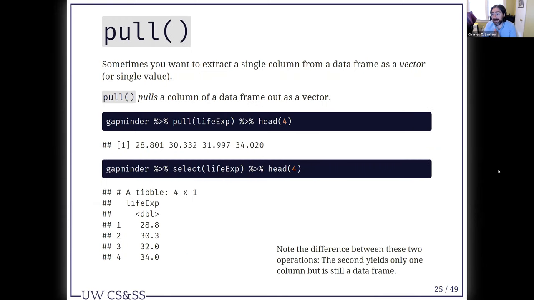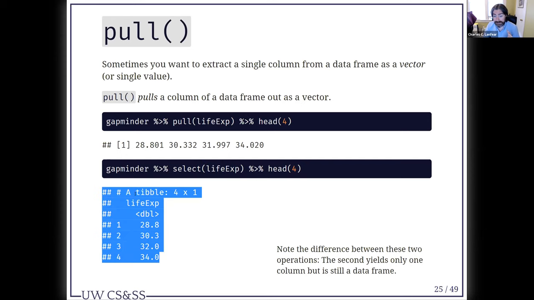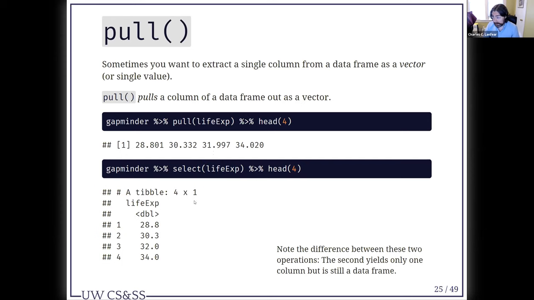Okay, here's a handy function I've used in lab. Sometimes you want to extract a single column from your data frame as a vector after doing a bunch of commands. pull will extract a column of a data frame as a vector. So if I say gapminder and then pull life expectancy, it comes out as a vector of life expectancy. If I say gapminder and then select life expectancy, you'll see it comes out as a column in a table. It's the exact same data. This one is a data frame, this one is a vector. If you need a vector for some reason, use the top one with pull. Just remember that exists.